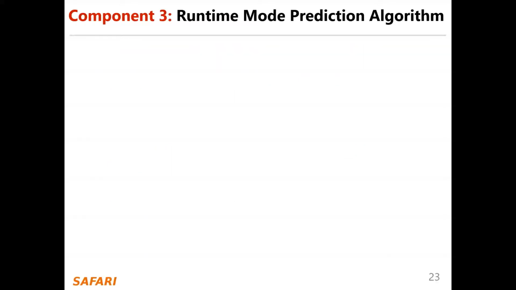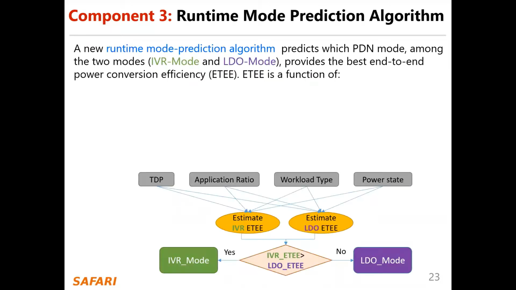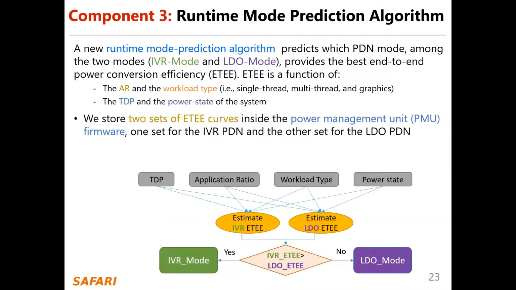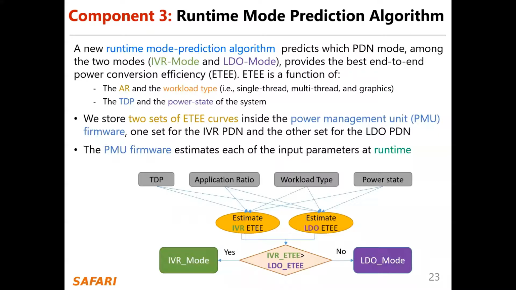The final component is a runtime mode prediction algorithm. A new runtime prediction algorithm predicts which PDN mode among the two modes, IVR mode and LDO mode, provides the best end-to-end power conversion efficiency. The end-to-end power conversion efficiency is a function of the application ratio, the workload type, the TDP and the power state of the system. We store two sets of end-to-end efficiency curves inside the power management unit firmware. One set for IVR PDN and the other set for the LDO PDN. The PMU firmware estimates each of the input parameters at runtime.